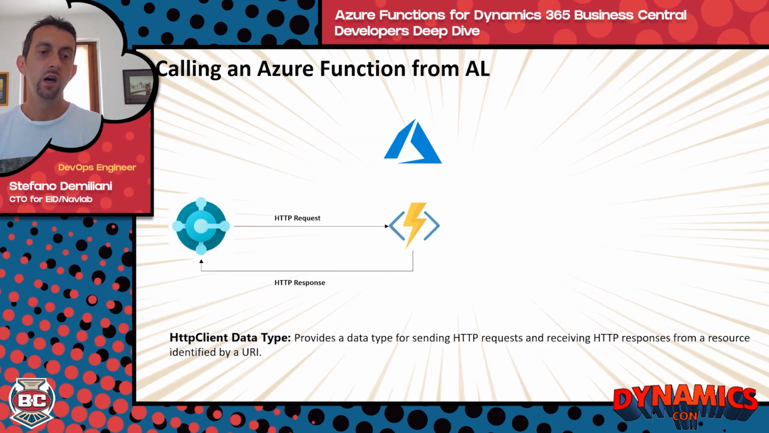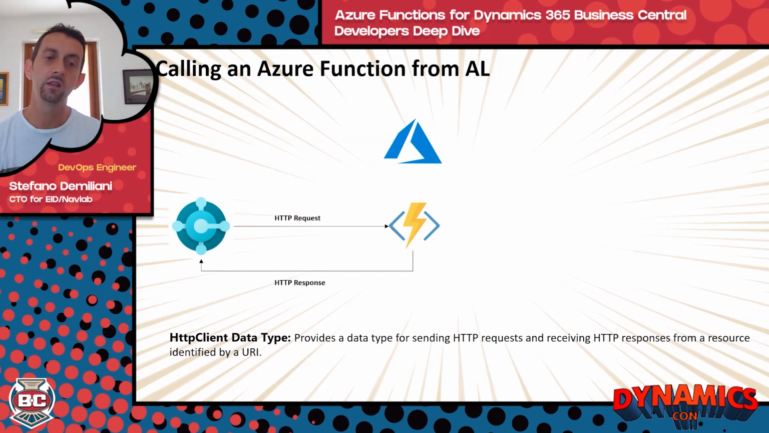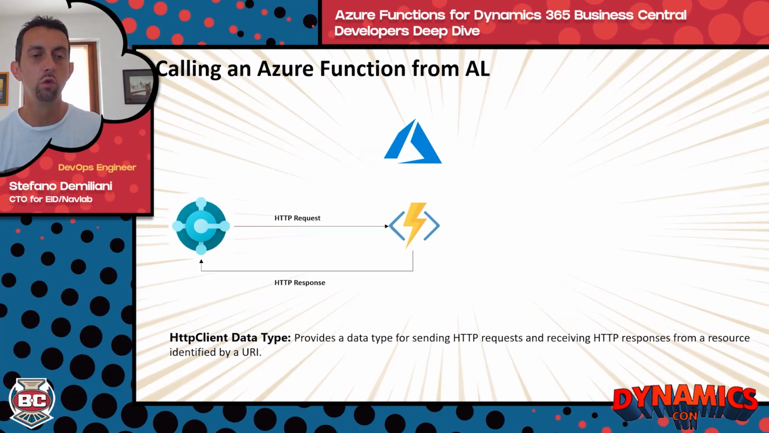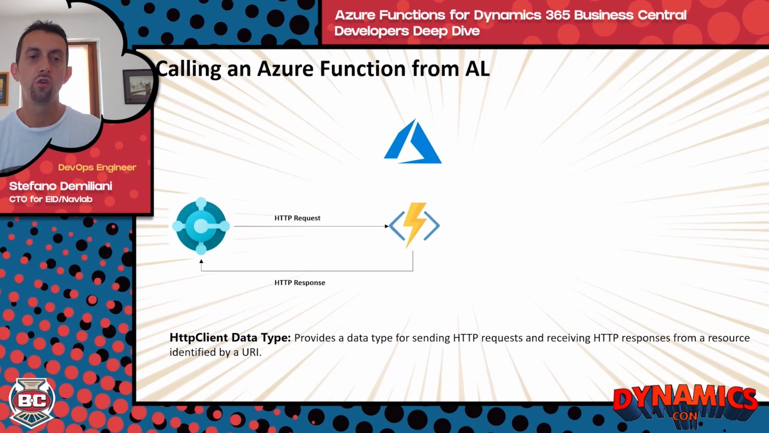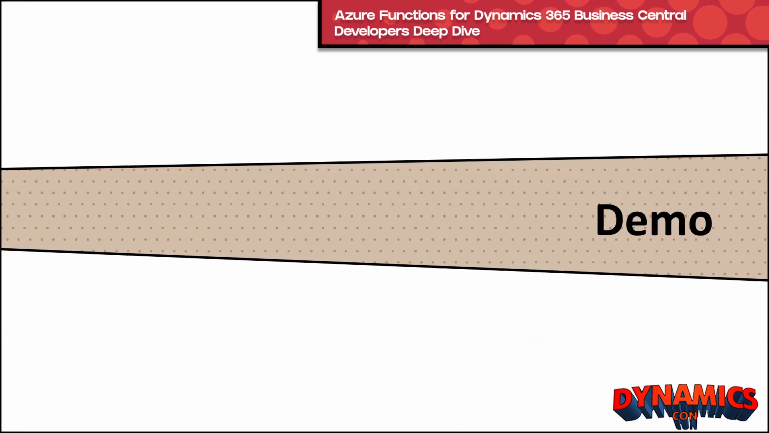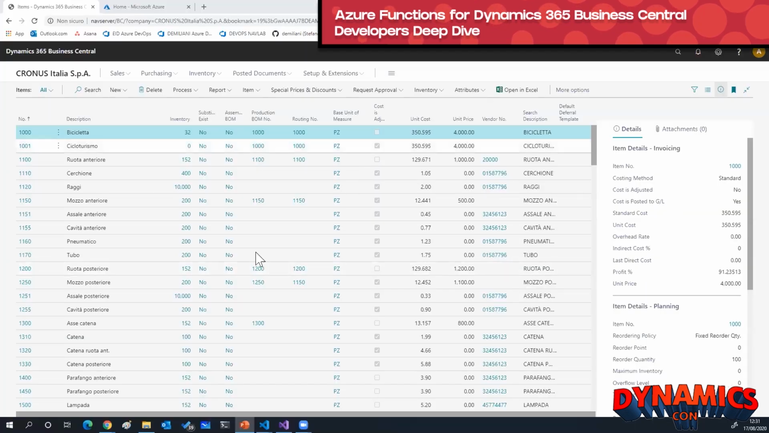And in AL, you should use a built-in data type called HTTP client. The HTTP client provides a data type created for sending and receiving HTTP requests from a resource, and this resource must be identified by a URL. This is the object that you should use for calling Azure Functions in the cloud. Saying that, we start seeing a brief demo on Azure Functions.